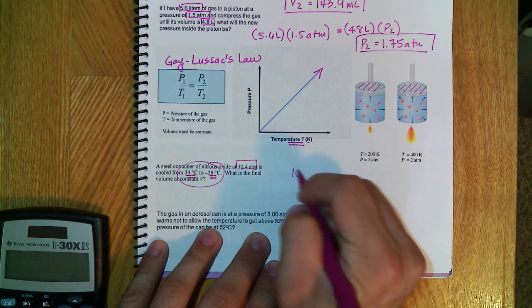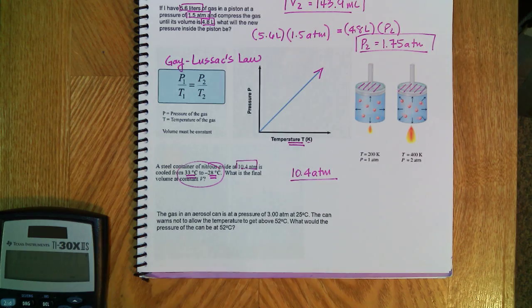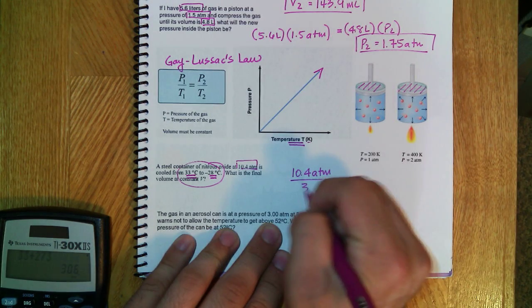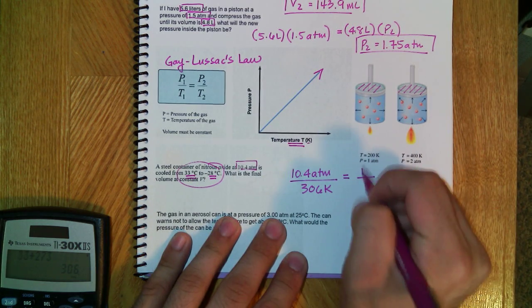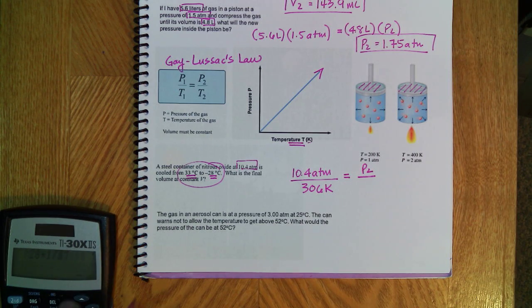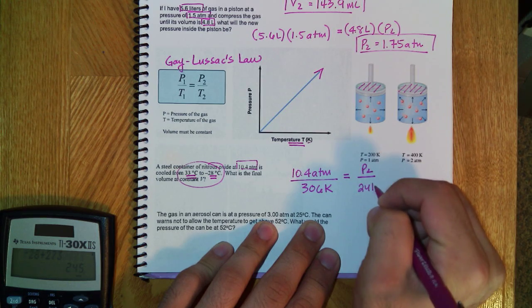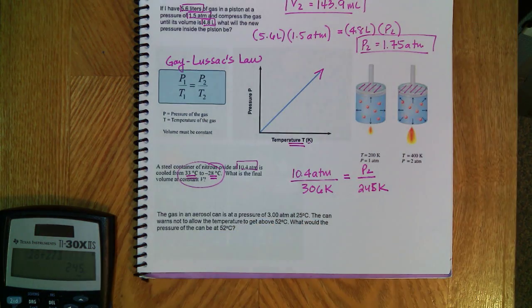Your initial pressure is 10.4 atm. Your initial temperature is 33 degrees Celsius, which in Kelvin is 306. We want to find out what the final pressure is when we cool it to negative 28. Again, we should make a prediction. This is 245 Kelvin. Make a prediction about what's going to happen. You're cooling it, the particles are moving slower, which means they're going to make less frequent collisions. The pressure is going to decrease.